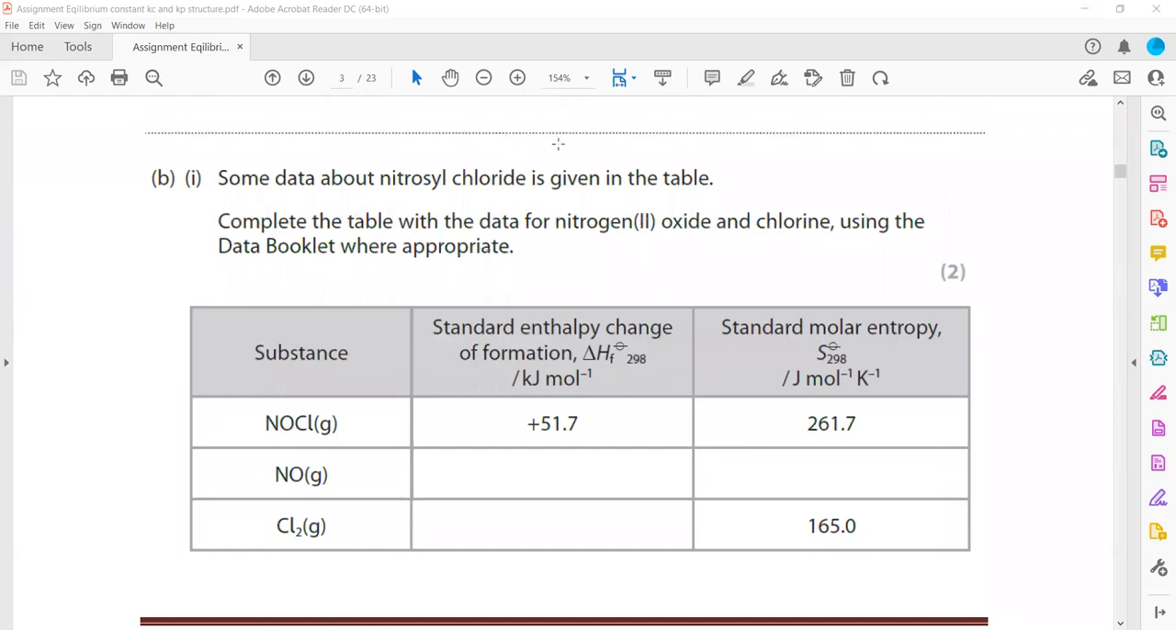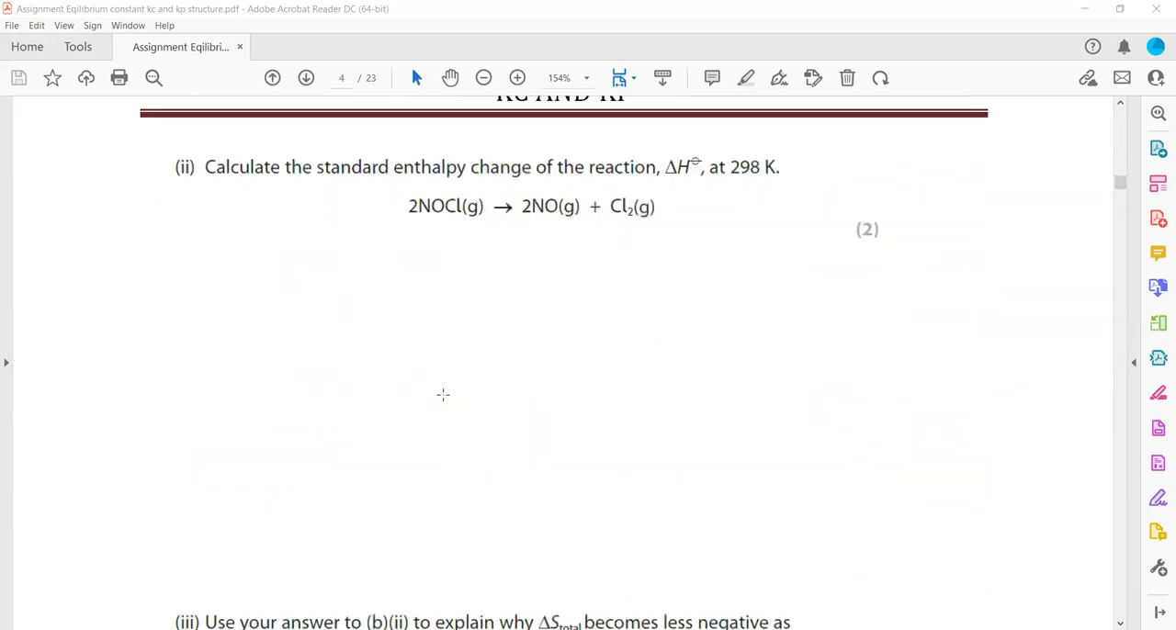Then some data about the nitrosyl chloride are given, complete that with the data booklet. The enthalpy change of formation for NOCl, and then we just have to complete the table here using a data booklet. So it is plus 90.5, for element formation is 0, and the other one, that is 210. So using a data booklet, we complete and then calculate the standard enthalpy change of the reaction.